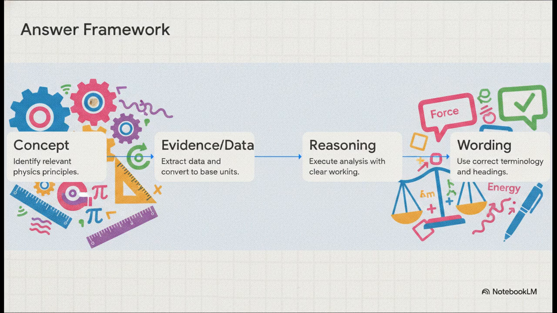This is the standardized sequence you must use when tackling any complex past paper problem. Step 1. Concept. Identify the key elements and the relevant physics principles. Step 2. Evidence and data. Extract the exact data given, making sure all those prefixes are converted to base SI units. Step 3. Scientific reasoning. Execute your analysis with crystal clear working, applying formulas and verifying results through homogeneity.